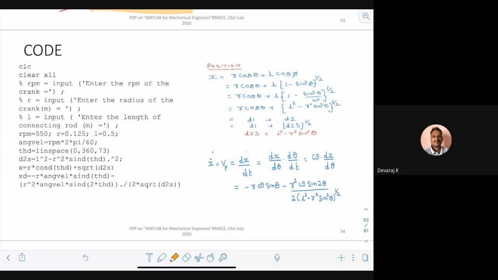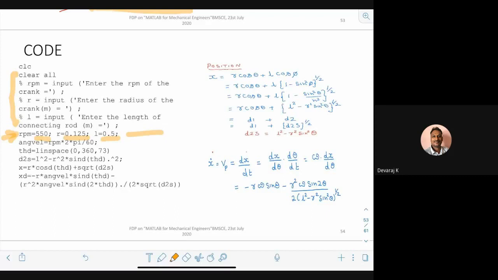In a textbook, for 550 RPM, a radius of 0.125 meters and a connecting rod length of 0.5, there's a solution available. So to check whether our program is running correctly or not, I have taken this value. Once you have debugged the program and know it is proven, you can remove the comment statements and ask the operator to give whatever connecting rod length, crank radius, and RPM. Got it? Therefore, here I just made this comment statement, and we have given RPM is 550, radius is 0.125, L is equal to 0.5, everything in meters.